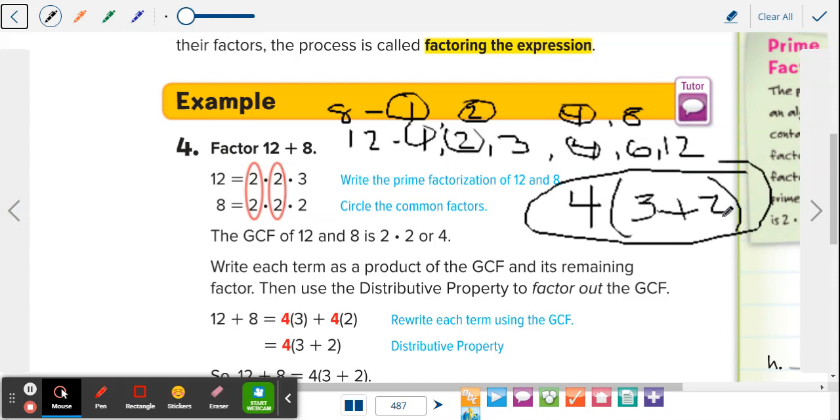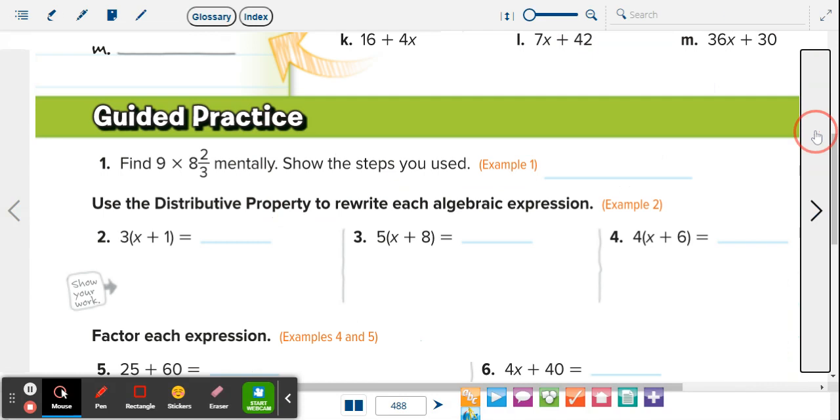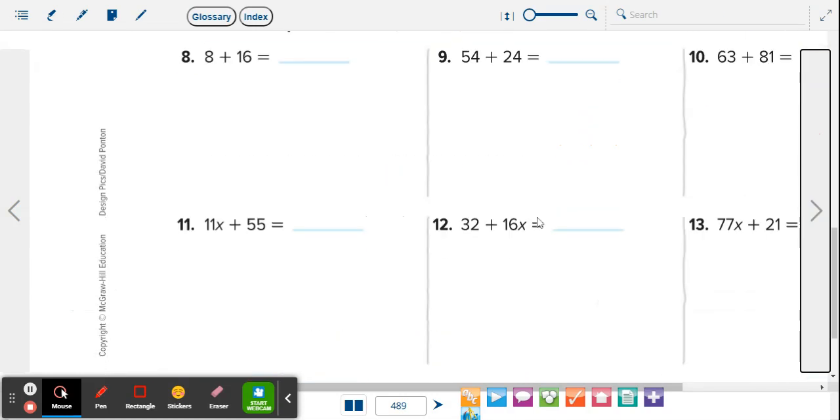That's how you factor. You go the opposite way. So before we used the distributive property and we multiplied those two numbers. What was 4 times 3? 12. What's 4 times 2? 8. So there's 12 plus 8. So that's basically what you're doing, we're working backwards now. So we're going the opposite way. So let's go back over to page 489 again. We're going to do some more of these.